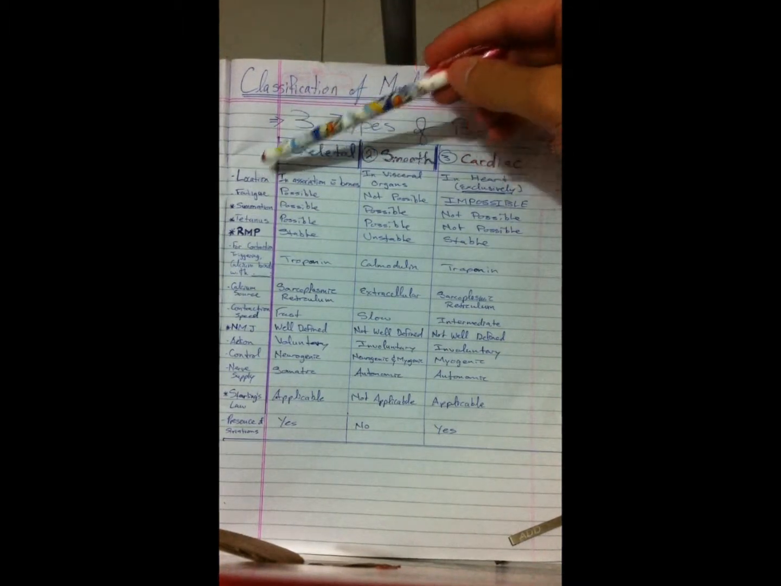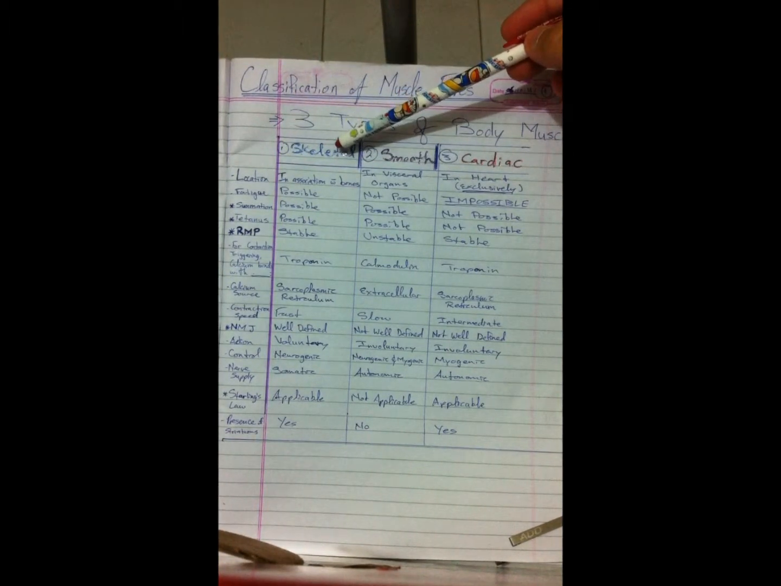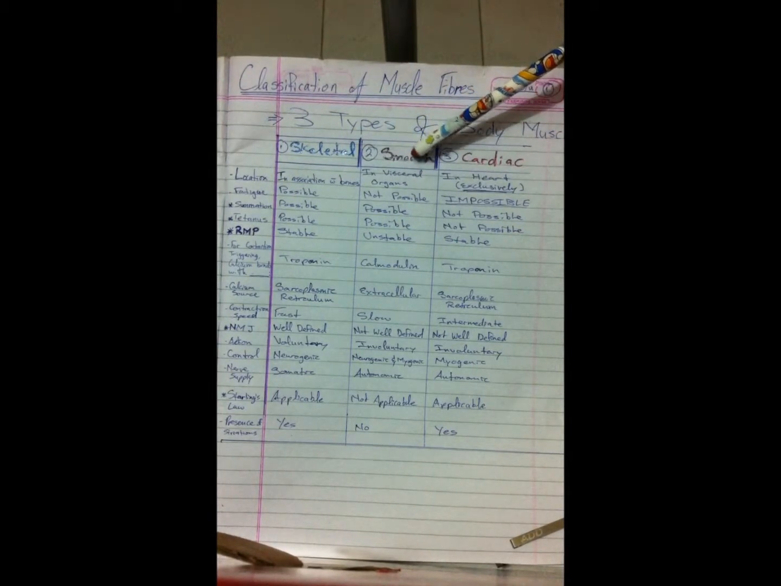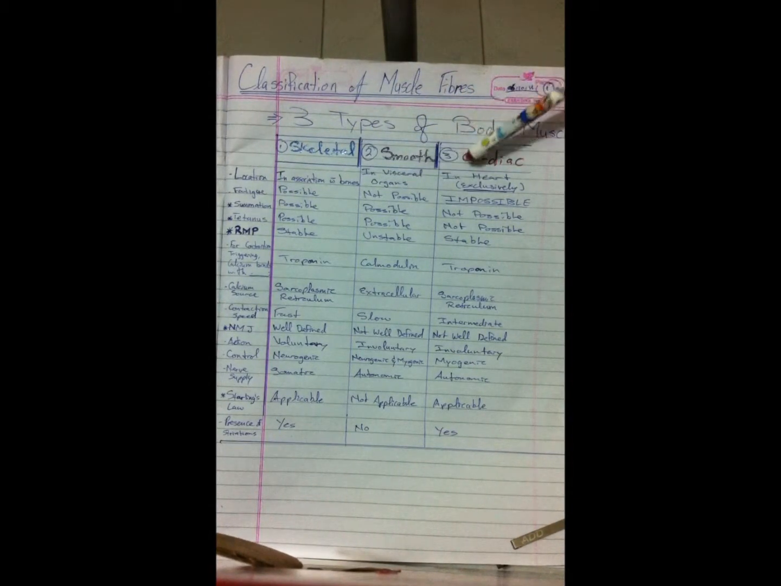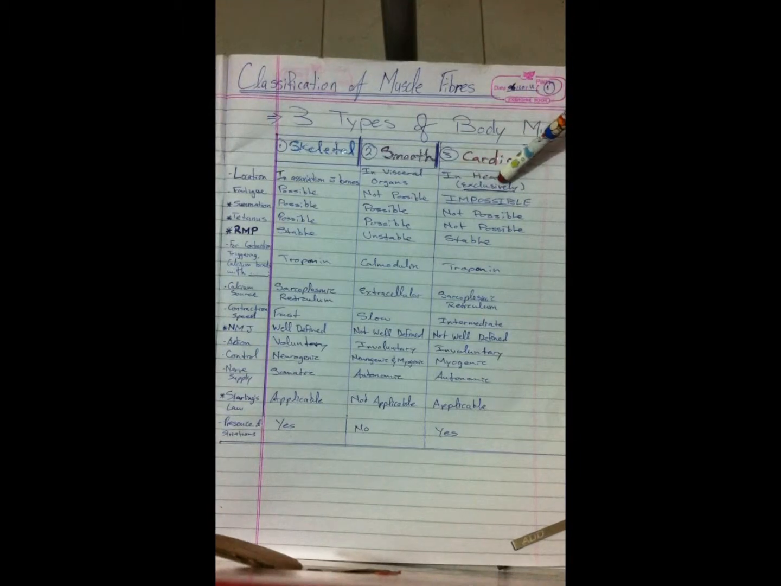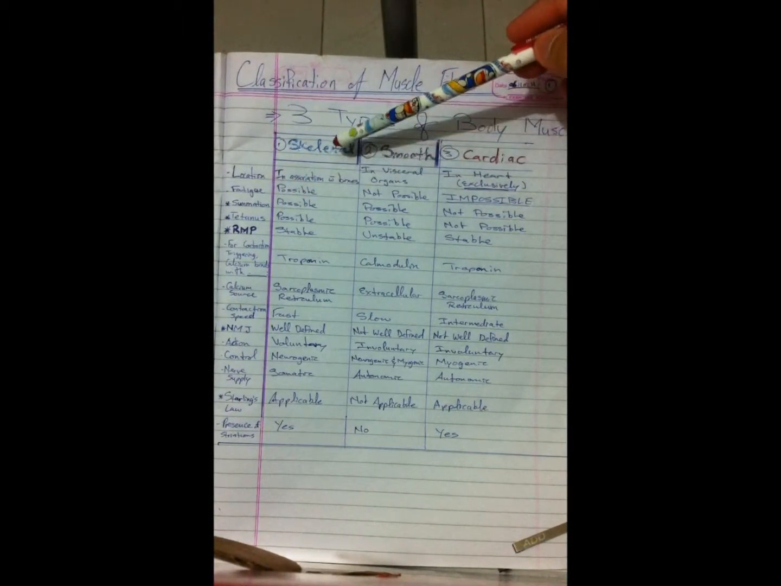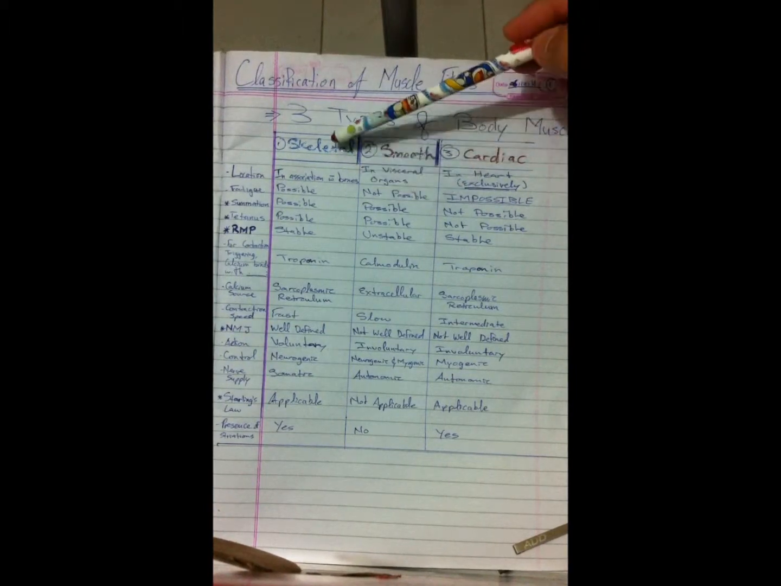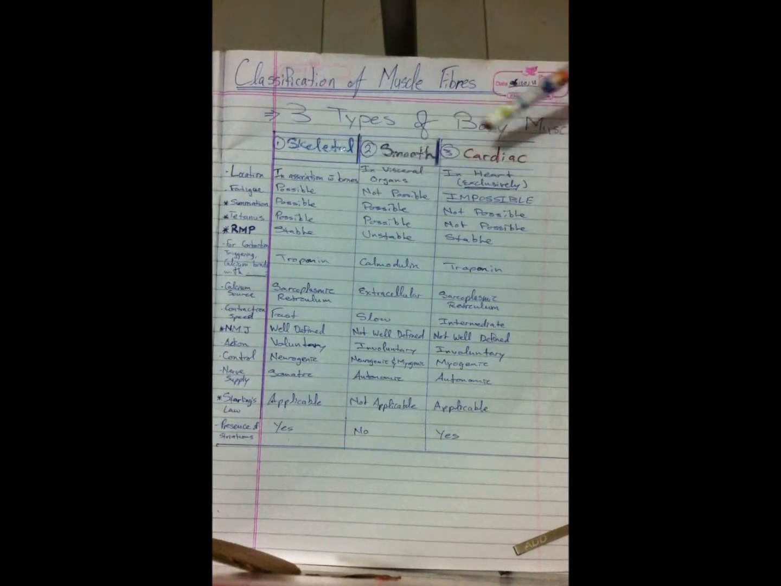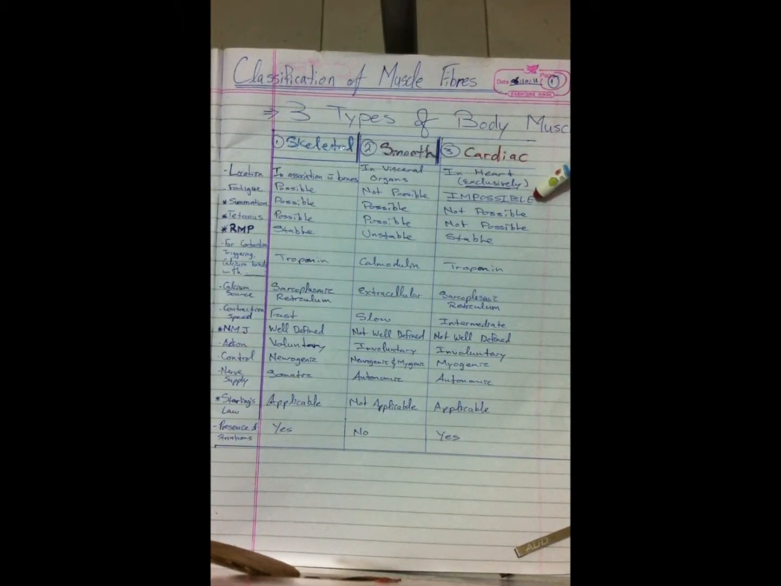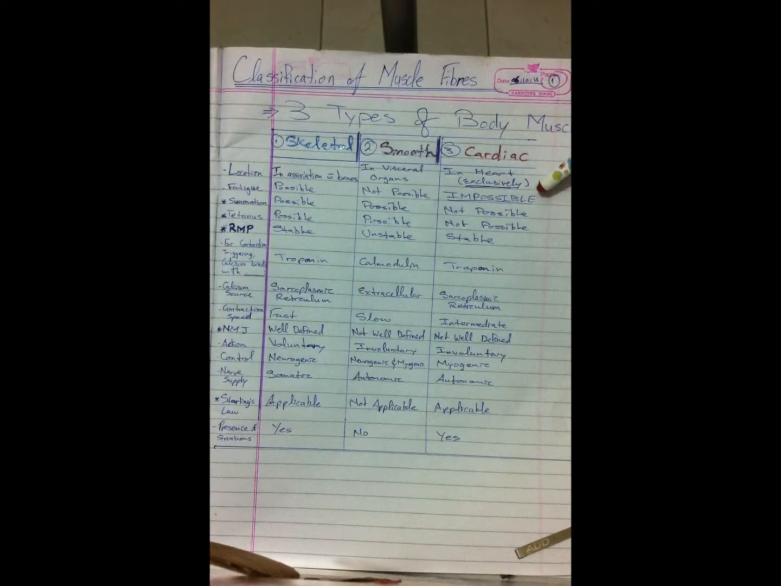So, location with regards to skeletal muscles, it's in association with bones. With smooth muscles, it's in the visceral organs, and in the cardiac muscles, it's in the heart exclusively. Now, fatigue is not possible in smooth muscles, it's possible in skeletal muscles, and for sure it's not possible in cardiac muscles. Otherwise you're going to be fatigued for life, you know what I mean?